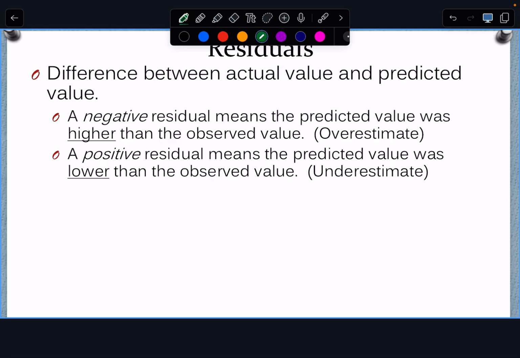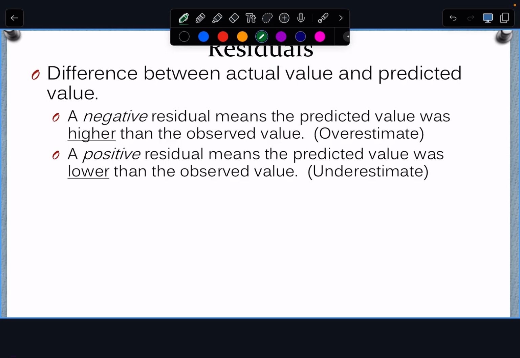So a negative residual represents an overestimate on the part of the regression line. So it guessed too high. And then the value of that residual was how high they guessed, so how much more they predicted than what actually happened.